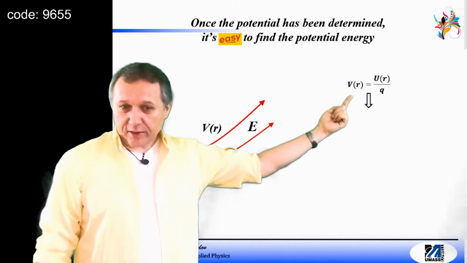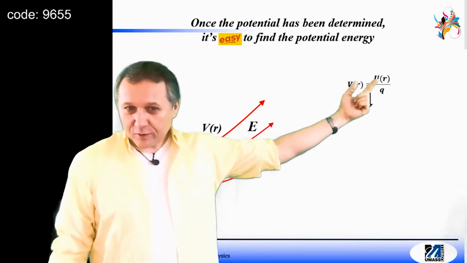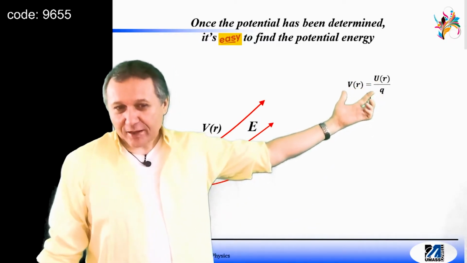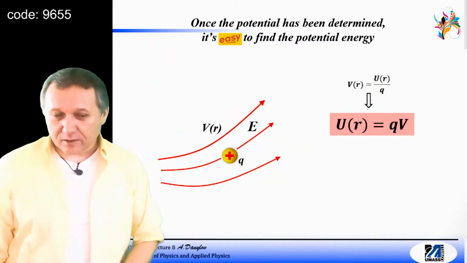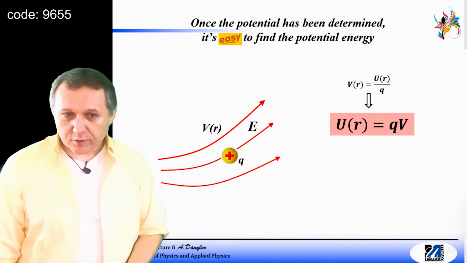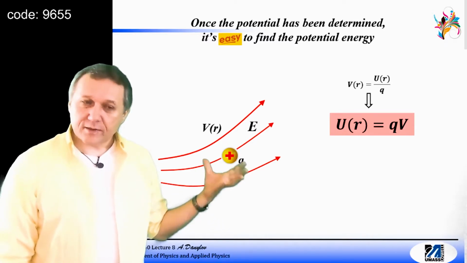That's how we introduce the electric potential: V equals U over Q. Just solve it for U, which is the electric potential energy. So U equals Q times V. And that's a formula which we have to use in order to find the potential energy of this system.